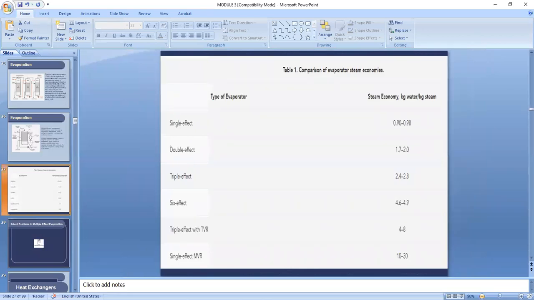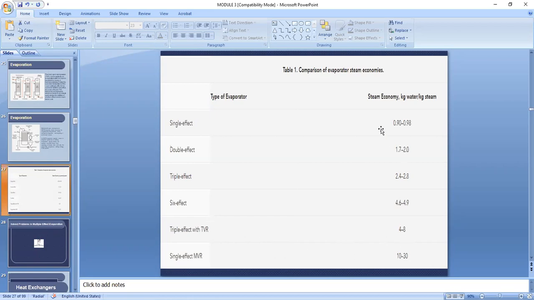So this is a table comparing the steam economies of the evaporator. Your single effect will have a steam economy of 0.9 to 0.98. The double effect, look at it, it's 1.7 to 2. The triple effect, it's 2.4 to 2.8. The sixth effect, 4.6 to 4.9. The triple effect with TVR, thermal vapor recompression, is 4 to 8. And single effect with mechanical vapor recompression is 10 to 30.